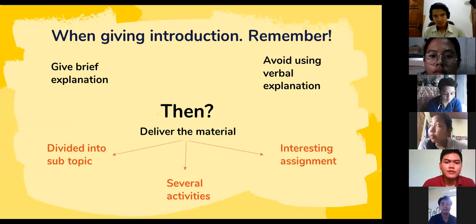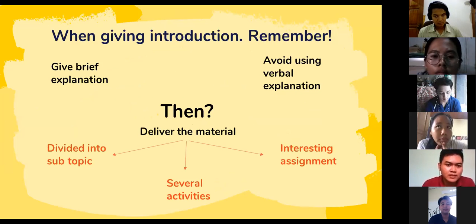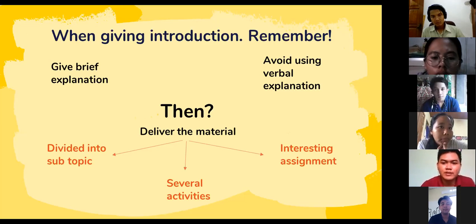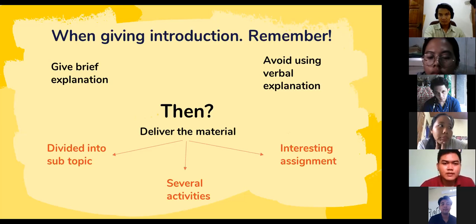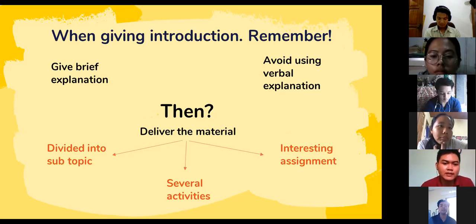When the teacher is giving an introduction to knowledge to the students, we should give a first explanation and avoid using verbal explanation. Why should we give a first explanation? Because if we as a teacher give the students a long explanation, the students will feel overwhelmed, and they have to process the explanation they have just received.